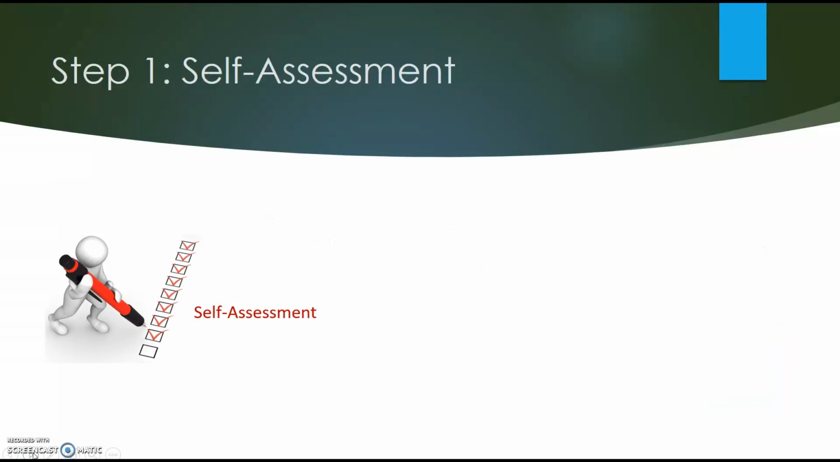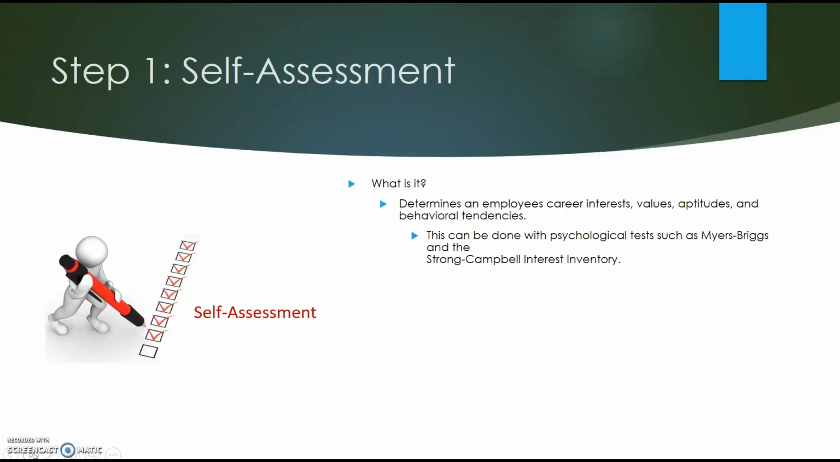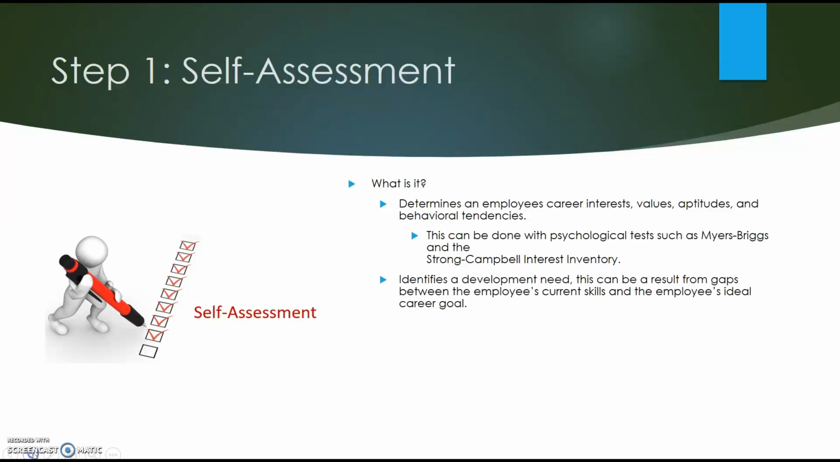So the first step to our career development planning process is self-assessment. In this self-assessment phase, employees determine their career interests, values, aptitudes, and behavioral tendencies. This can be done numerous ways, but it generally consists of taking a psychological test such as Myers-Briggs or the Strong-Campbell Interest Inventory test. During this stage, we can determine a development need, such as the gap between an employee's current skill and the skills needed to obtain the employee's ideal career.